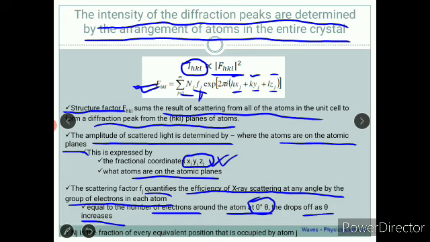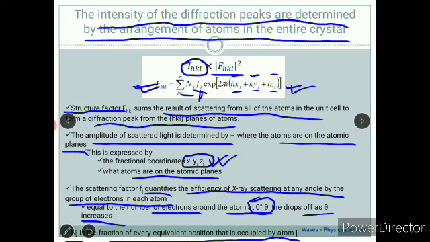So we need to have the atoms arranged at 0 degree theta, so that we can have maximum intense diffraction peaks. Once they deviate from this value of 0 degrees, the intensity of the diffraction peaks is going to drop. And then finally we have a factor called Nj. Nj is the fraction of every equivalent position that is occupied by the atom J. So these are some of the factors on which the diffraction peak depends.